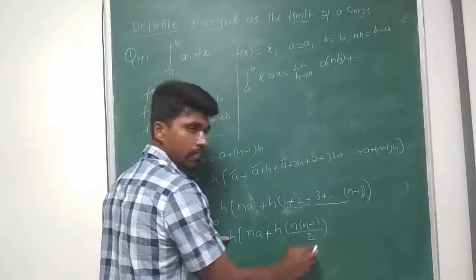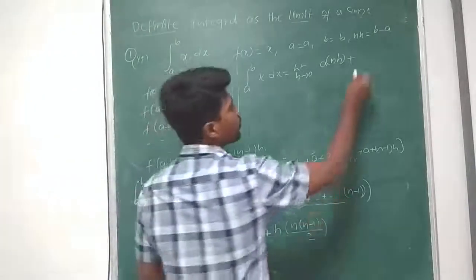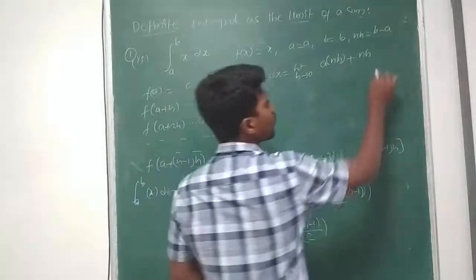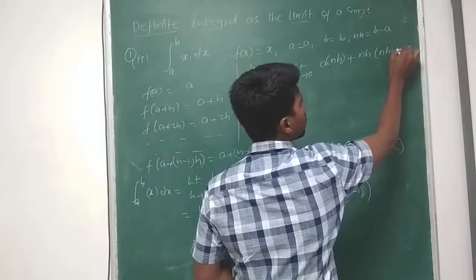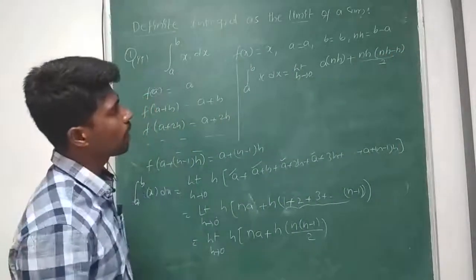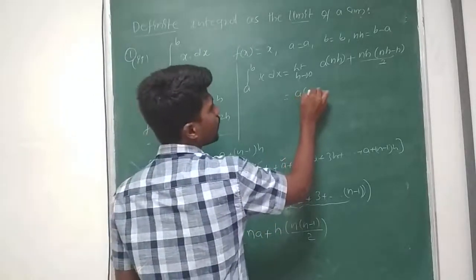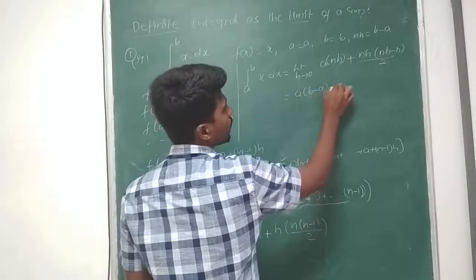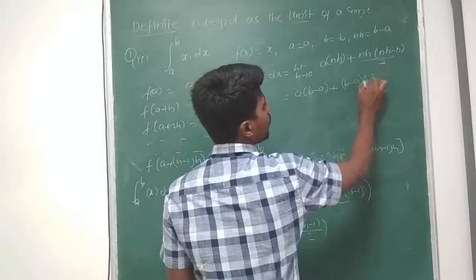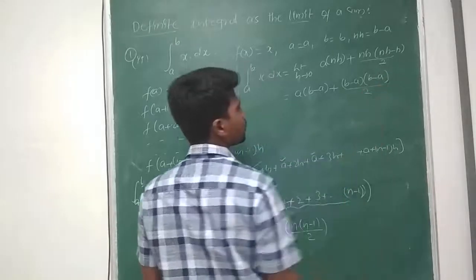So I have here two pairs, so I distribute this h to the two pairs. For this one, which is nothing but n into h, if I send inside, n into h minus h by 2. So now substitute the known values and apply the limit. So we get a into b minus a plus b minus a into b minus a minus 0, which is nothing but b minus a by 2.